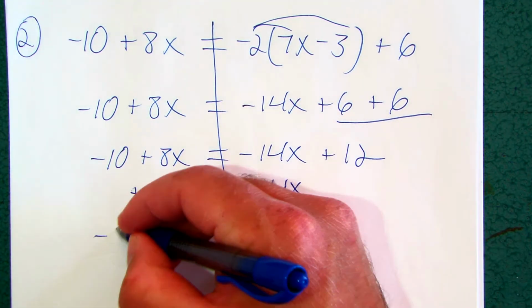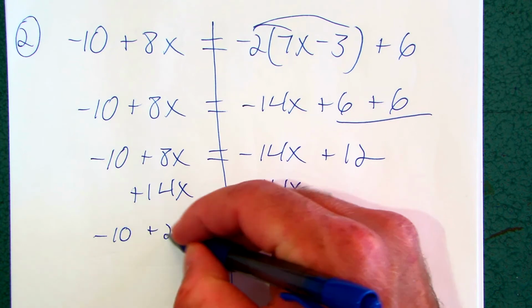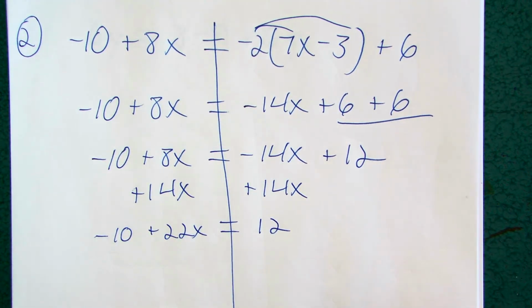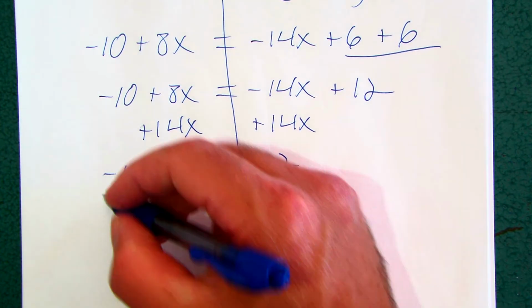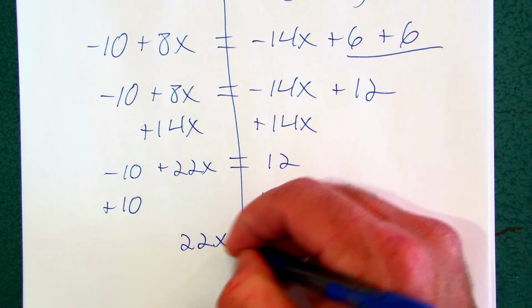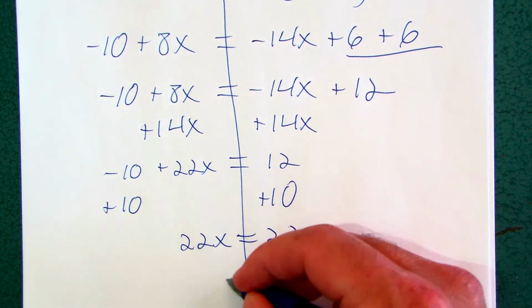So I have negative 10 plus 22x equals 12. Add 10 to both sides. So we get 22x equals 22. So x equals 1.